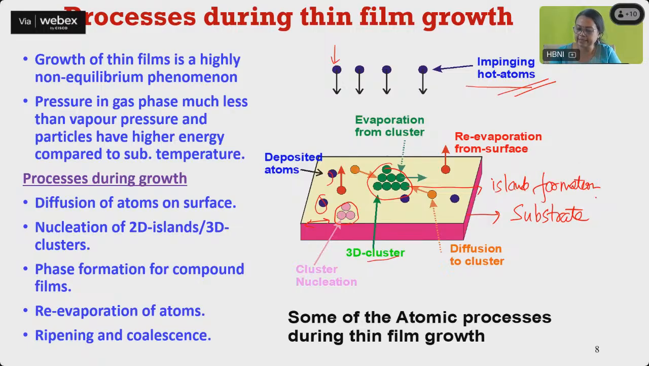Or this can lead to layer also, depending on the interfacial energy, the surface energy. Okay. Now, but this is one cluster which is forming here.